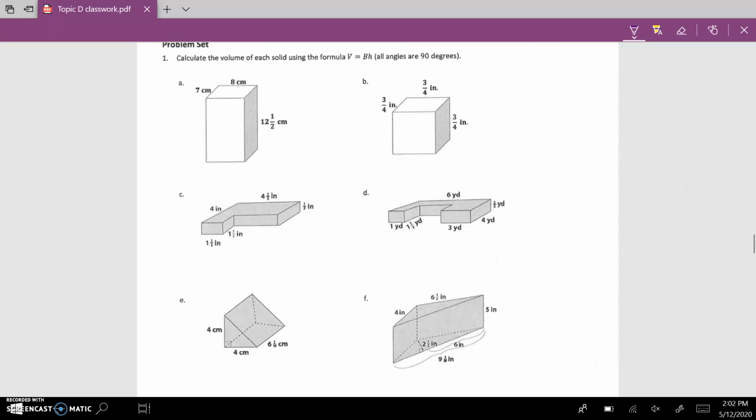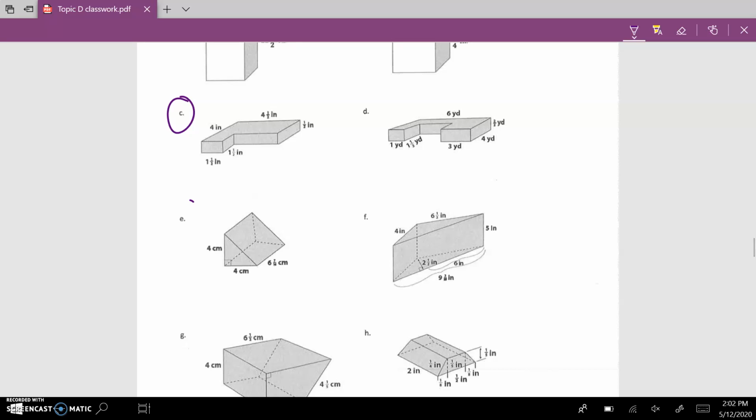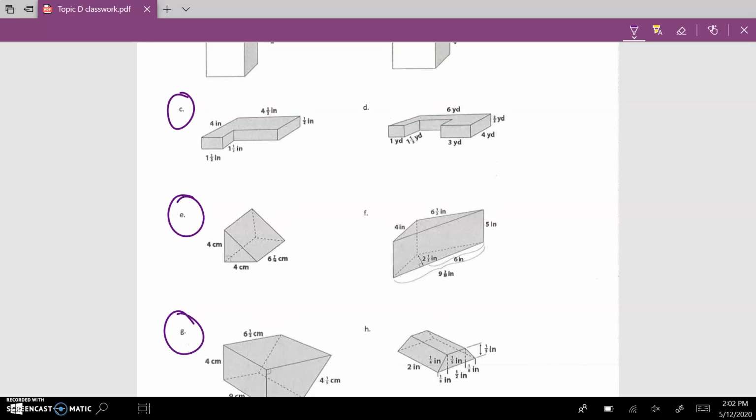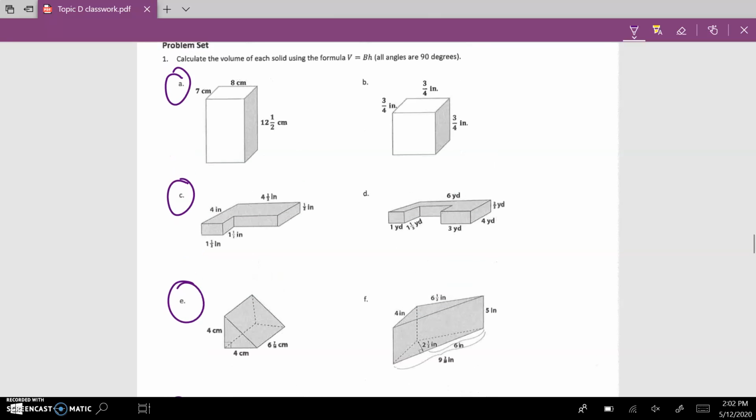So on the first page, I really only want you to do the first column, so A, C, E, and G. Now after you finish those four, if you're like, I still need some more practice, that's fine. You can do some of the other ones, but I don't want you to feel like you have to do them. Some suggestions would be to, whenever possible, if you can make some of these fractions into decimals, I would do that.